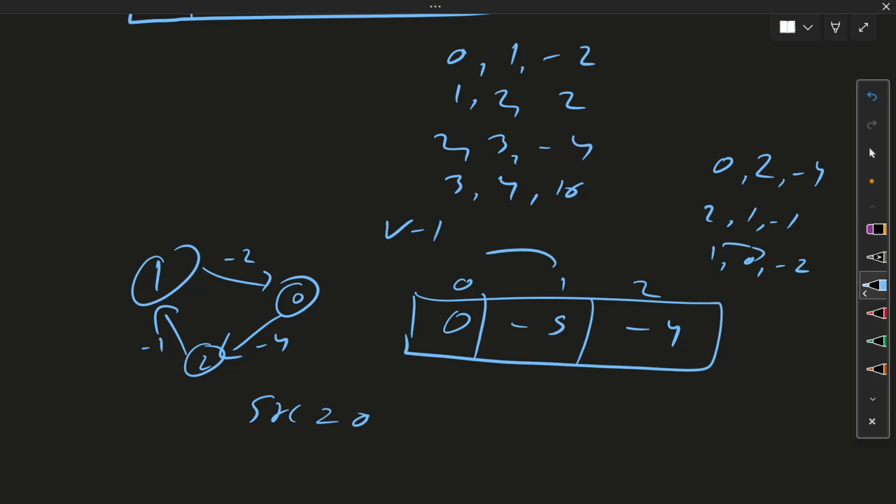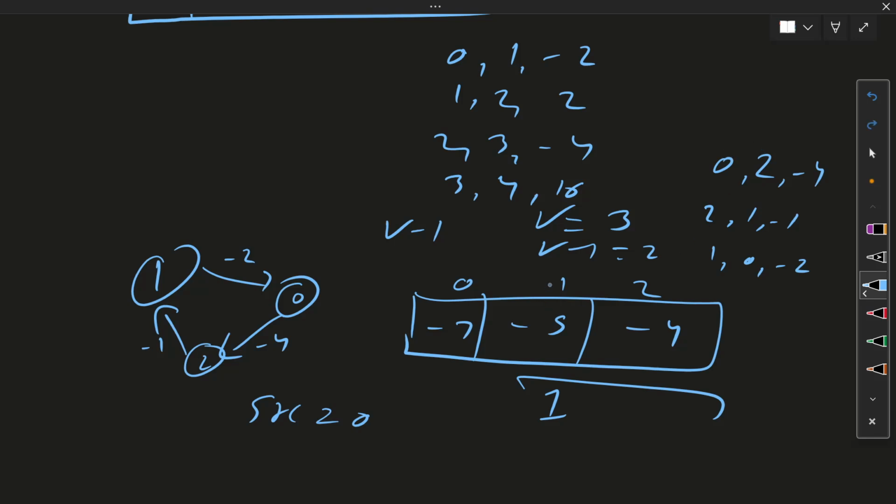Then 1 to 0, 1 to 0, minus 2 plus minus 5, so it will be minus 7. As you can see, we have updated our starting point. So we have done one iteration, and we have v as 3. We have to do this for v minus 1, meaning 2 iterations. So let's do it for one more iteration.